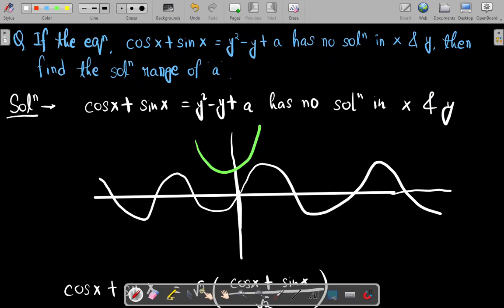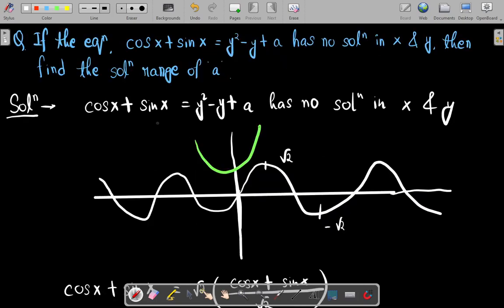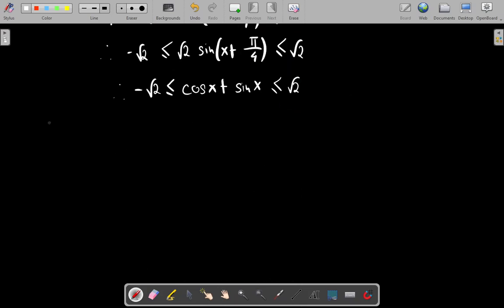So this means that the highest value, the peak, is root 2. Okay, all the peaks are root 2 and all the lowest points are minus root 2, anywhere here. My figure is not so good, but you get the idea, right? So this is the first curve, this LHS. Now I will look at this quadratic curve. Okay, this quadratic curve is y square minus y plus a.